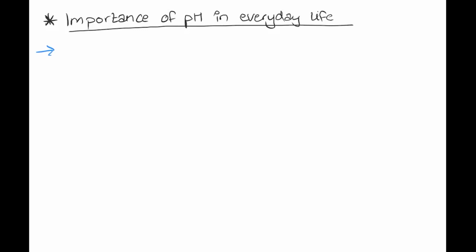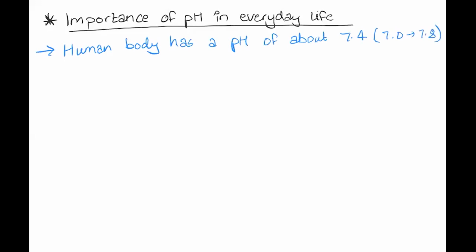Everyone is saying 7. So if we take an average, the human body has a pH of about 7.4. Okay, yeah, Tanmay, that's correct. It is about 7.4. Generally, we take the range 7.0 to 7.8, but as an average, we say it is about 7.4.